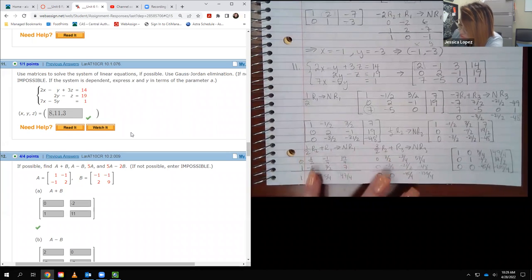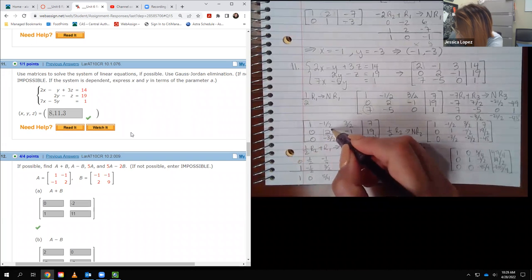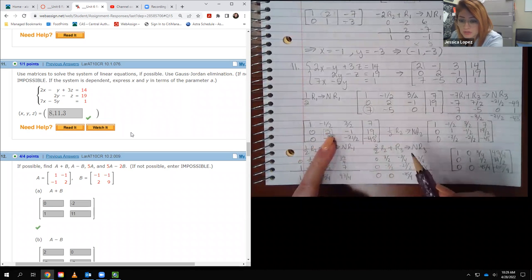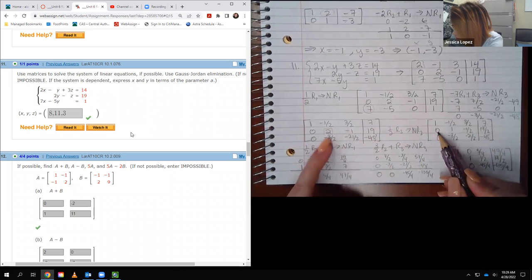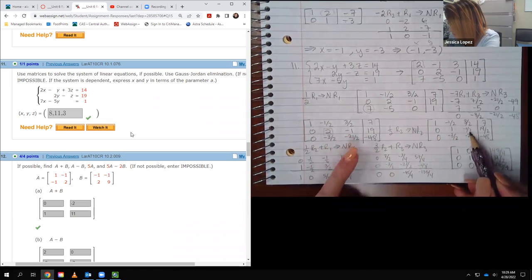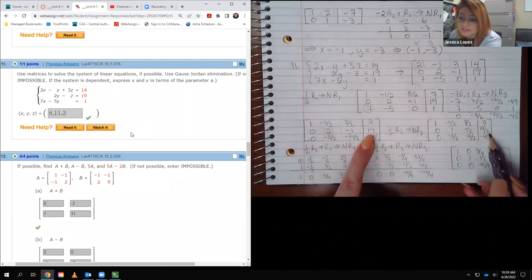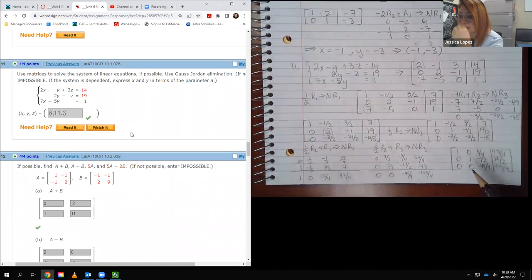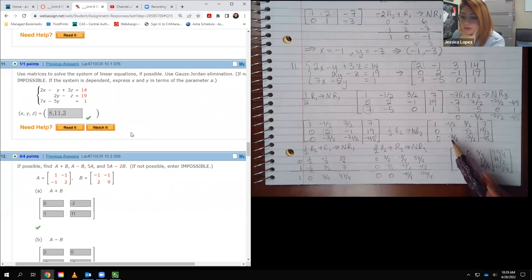Now the goal is to turn this 2 in row 2 into a 1. So to do that, I have to multiply by the reciprocal, which is 1/2. So 0 times 1/2 is 0, 2 times 1/2 is 1, negative 1 times 1/2 is negative 1/2, and 19 times 1/2 is 19/2, okay? So row 1 and row 3 stayed exactly the same. Now that I have that 1 in that spot, I'm going to use it to change the rest of the column into zeros.